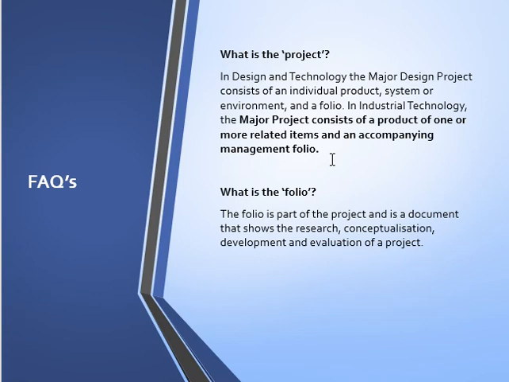What the project is. The project needs to be in Year 12 and in a product, a system, or an environment. So it can be any one of those three things. So you don't need to make something, you don't need to just develop something. It can be anything that fits into the category of a product, system, or environment.